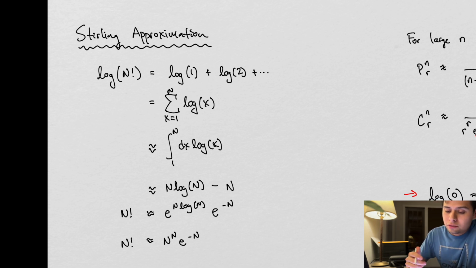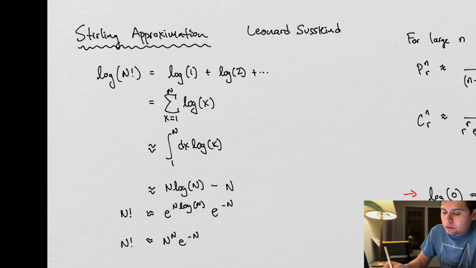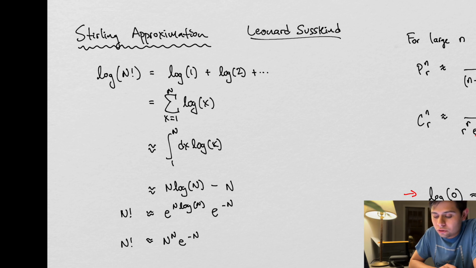So again, we're talking about Leonard Susskind in his video series on statistical mechanics. We're now at a point where we're going to be talking about a little mathematical trick called the Stirling approximation. Leonard Susskind covers this, I believe, in the fourth or the fifth video in his series on statistical mechanics. So let's get into exactly what the Stirling approximation does and why it's useful, right?